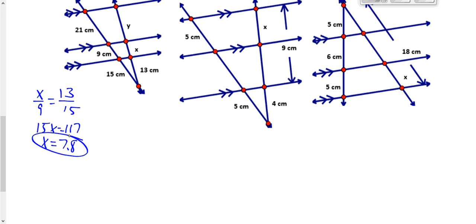And how about for y? What'd you get? 18.2. We go with that. Here's what I did. I did y over 21 equals 13 over 15. That's fine, but you still got it, right? That's the flexibility here, isn't it? It's really flexible. So 15y equals 273. You say it was 18.2.